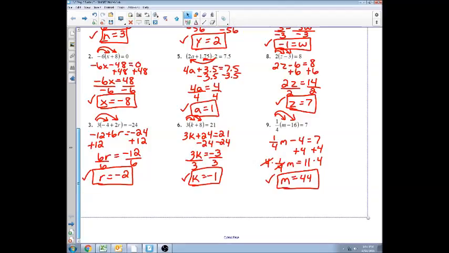Well, that is our lesson for the day. Remember to distribute, combine like terms, and solve. Those are your steps. Always do what's inside the parentheses first if you can. If you cannot, then go ahead and distribute. Then you want to solve and check.